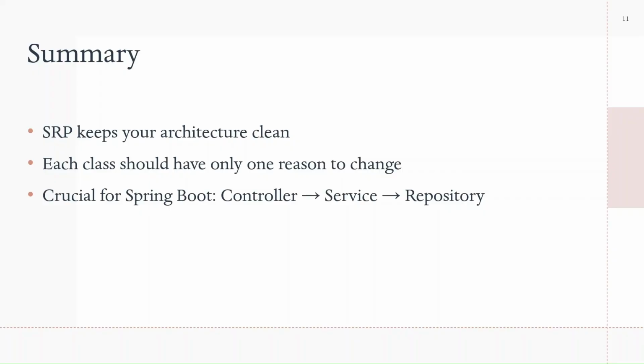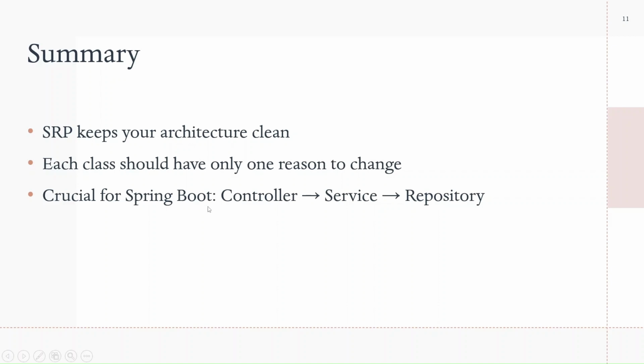So, here's a quick summary. Nothing much in the summary, but here is the short form of the single responsibility principle. SRP keeps your architecture clean, that is correct. Each class should have only one reason to change. That is also correct, because if invoice generation is not working, we know that yes, it is part of the invoice generator. So now each class has only one reason to change.